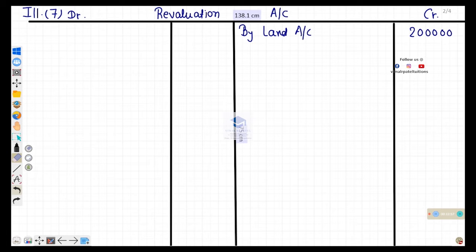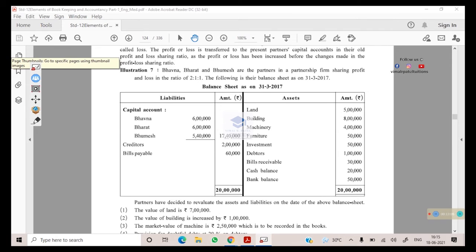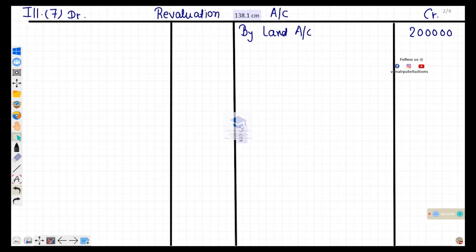But right now you are not supposed to prepare the balance sheet. That will be prepared in the 5th and 6th chapter. Then the value of building is increased by 1 lakh. So there is an increase of 1 lakh. Now let's try to understand.